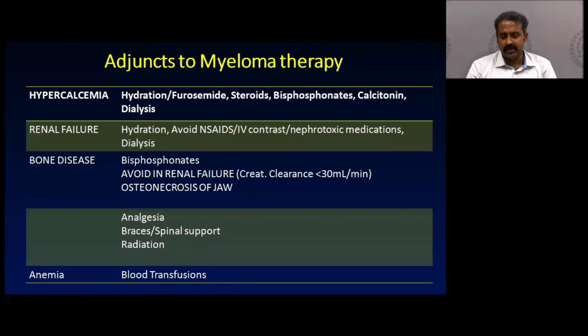Analgesia has to be given because the majority of the patients present with pain. Braces and spinal support have to be used. You can use radiation for pain relief, and then anemia has to be managed with blood transfusion.